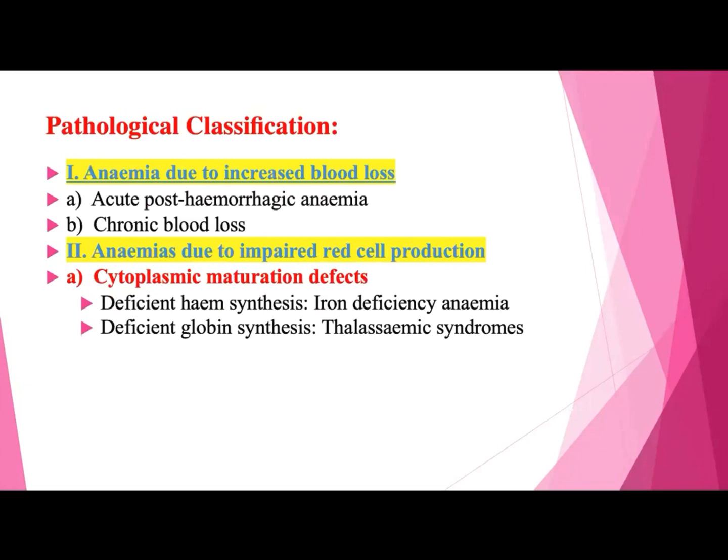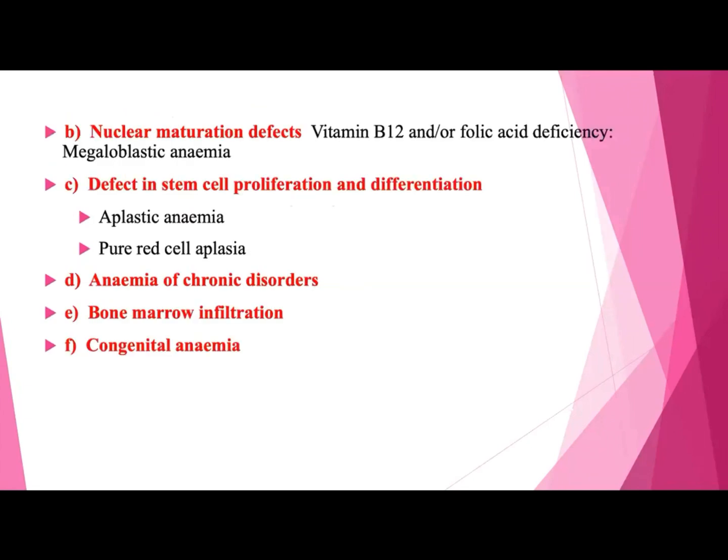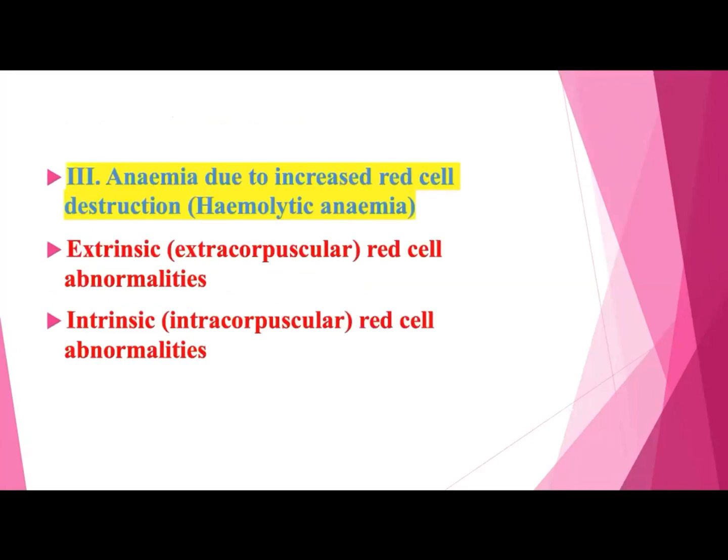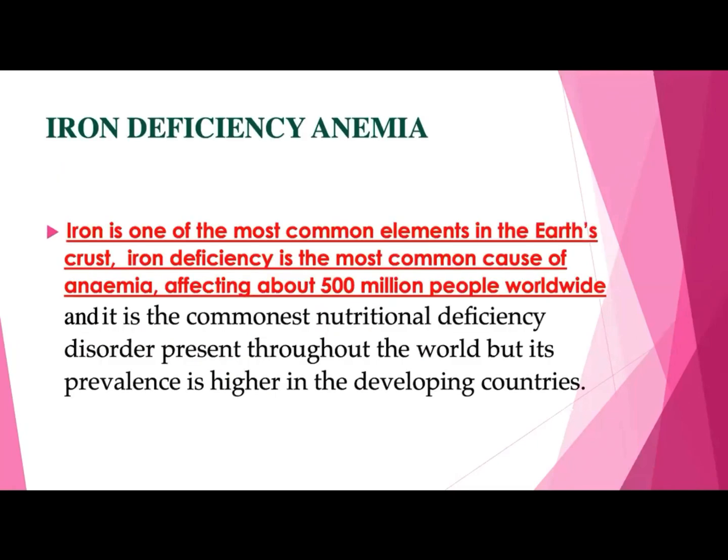Anemia due to impaired cell production, which is either due to a defect in the cytoplasm or in the nucleus itself, or due to bone marrow infiltration, or due to a congenital defect. The third cause is due to an increased rate of destruction, where we have a normal RBC but still destruction in the peripheral blood, which is either due to an extrinsic defect or an intrinsic defect. We will talk about that in the coming lectures.